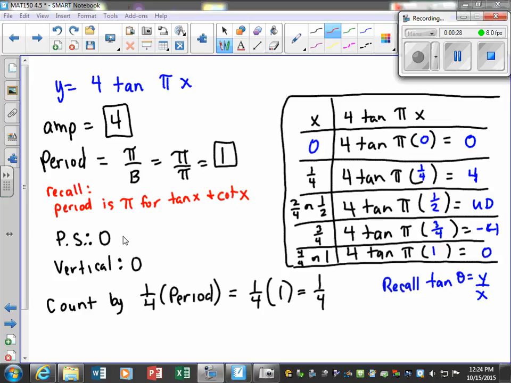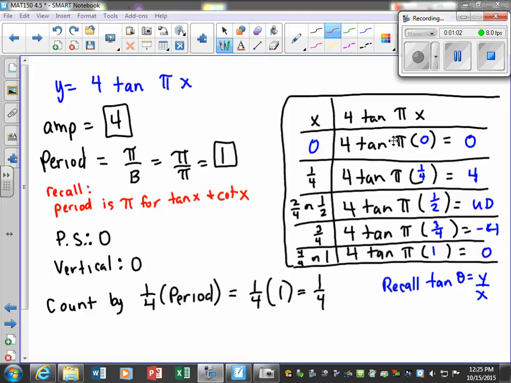There's no phase shift going on up here, and there's no vertical shift. So we said just to keep something standard, we'd count by 1/4 of the pi to give us nice, easy increments. So 1/4 of our period right here is 1. It's just we're going to count by fourths. So we start with our phase shift, 0, and then count by 1/4. Add a 1/4, add a 1/4, add a 1/4, add a 1/4. And then I plug this x value into my function and I simplify.